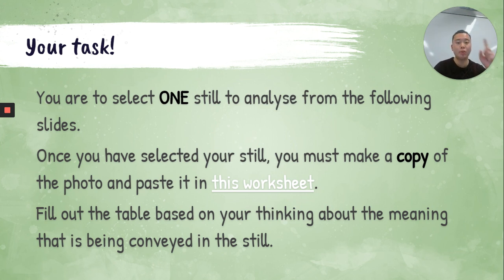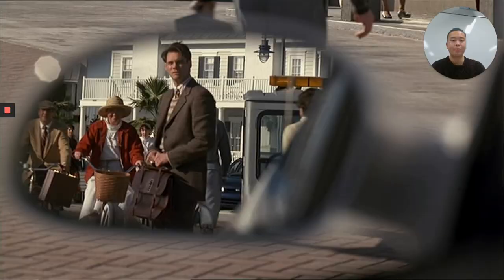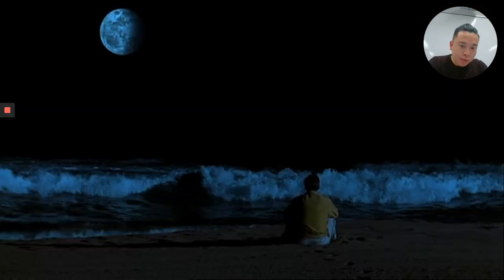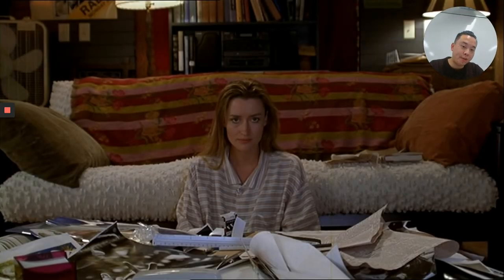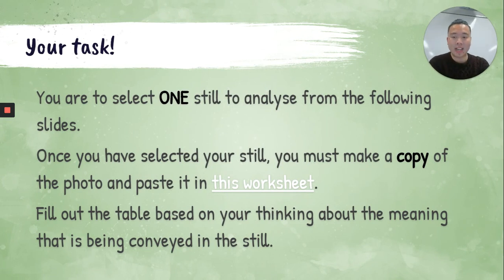So I want you to select one of the following stills to analyze from the following slides. So this is one of the stills. You've got Truman sitting on the beach, looking very lonely, looking very sad, even though you can't see his facial expression. And you've got this final still to choose from. This is of Sylvia sitting in her house. This is just before she calls up Christoph to protest and plead for them to release Truman. So I want you to choose one of these stills to analyze.